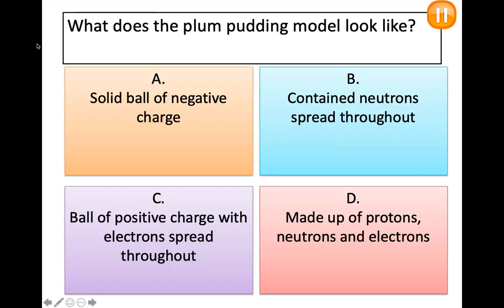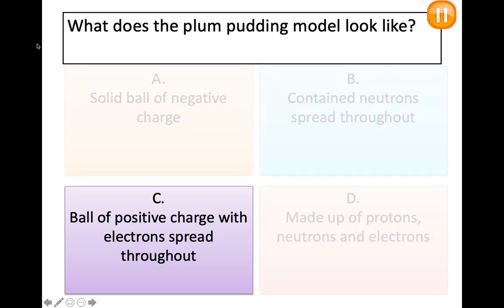Okay, right, so hinge question. What does the plum pudding model look like? Is it A, solid ball of negative charge, B, contain neutrons spread throughout, C, ball of positive charge with electrons spread throughout, or D, made up of protons, neutrons, and electrons? Pause the video to answer the question.